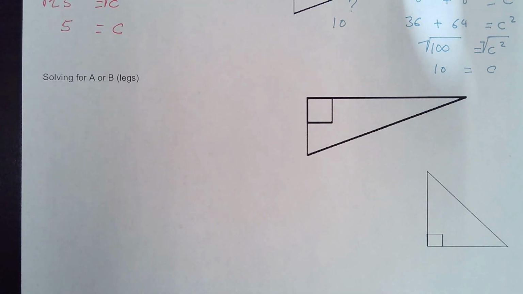In our previous video we were solving the Pythagorean theorem for the hypotenuse, or the C value. Today we're going to solve the Pythagorean theorem for legs, or for the A or B value. So let's jump right in and see what we have here.